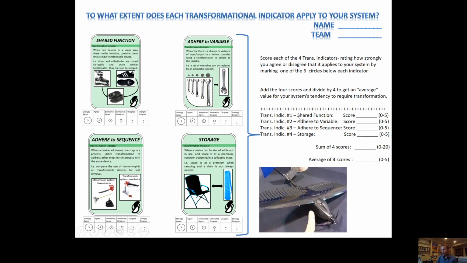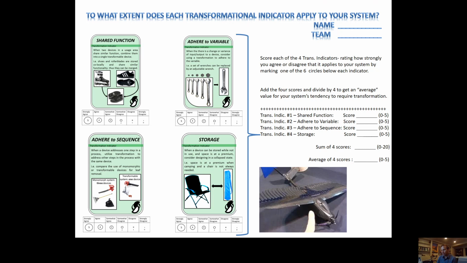On the right side of this handout, you would indicate: does it use a shared function? I would say yes, there's a fuselage that's a shared function, but it's not a strong indicator, so you might give yourself a score of a 2 or a 3. Does it need to adhere to a variable? No, not really. Does it adhere to a sequence? Are the functions I mentioned sequential? There was store, deploy, fly, conduct ISR. Yes, those are all sequential items.